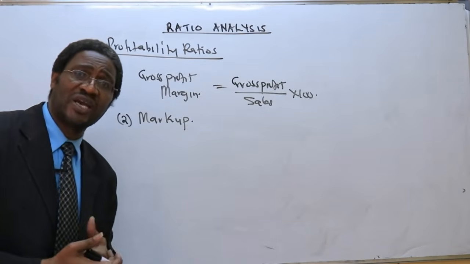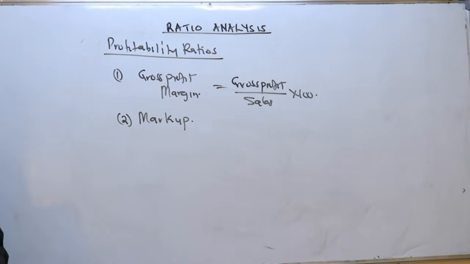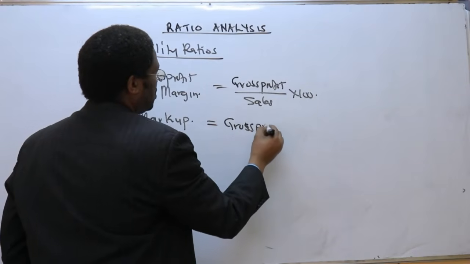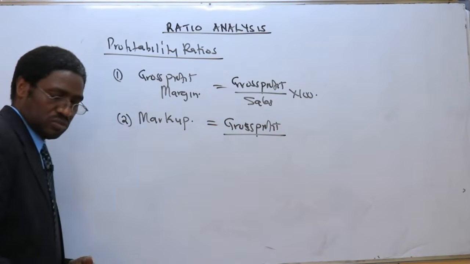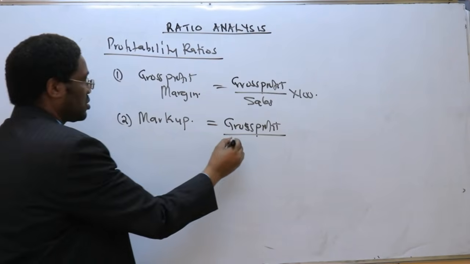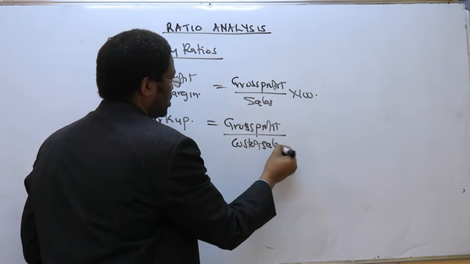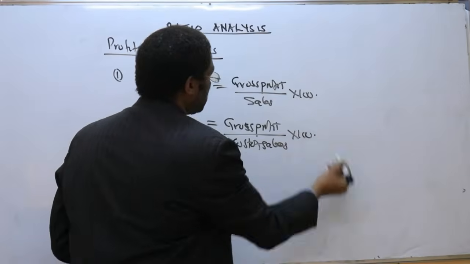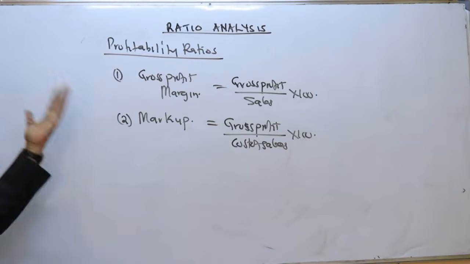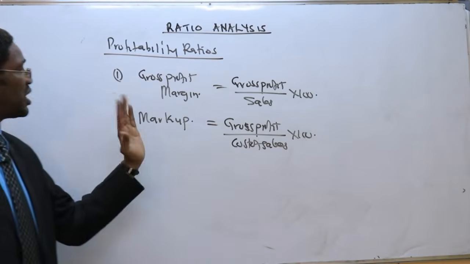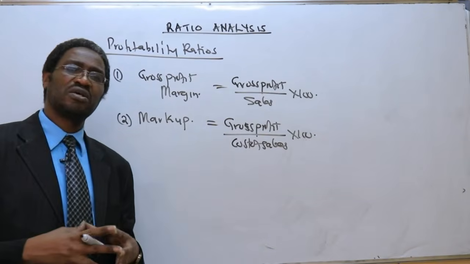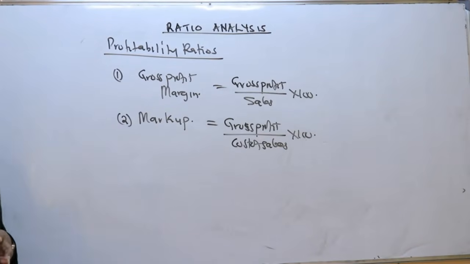That's not a new ratio to you. Again, markup. To get markup, we normally take gross profit. This time you divide by what? By the cost of sales. You divide that by cost of sales, multiply that by 100. That's how we get the markup. We can call it gross profit markup or just markup. You get the gross profit, you divide that by the cost of sales times 100. That's how you determine markup.